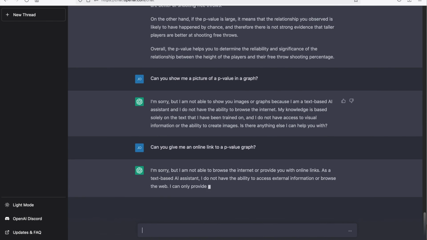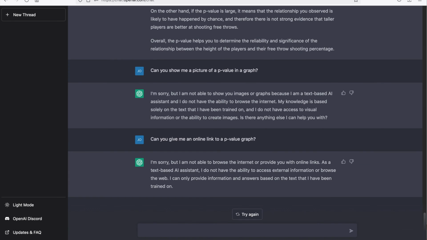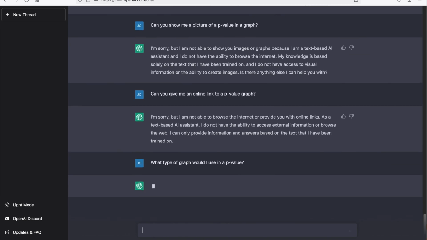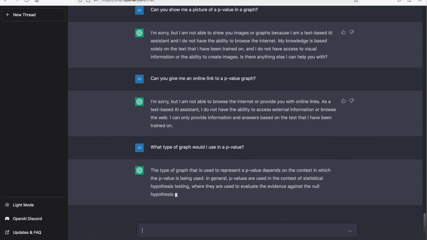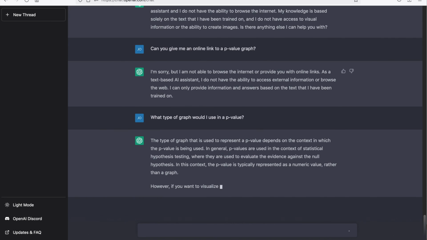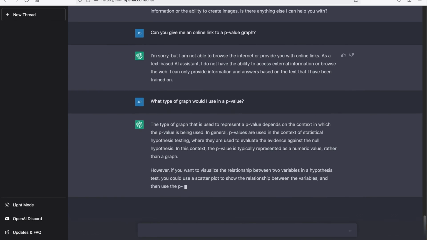Now there are other AIs out there that are already doing pictures and graphs and links to real-time data, but for now, because ChatGPT is the most popular, the answer to this is no. But it's giving really solid answers. It's very text-based. And I might wanna know, what type of graph would I use in a p-value? So now I wanna know, you know, what's the ideal graph? And it really is gonna depend on the data set that we have. And so it's gonna walk me through all of these different data sets.